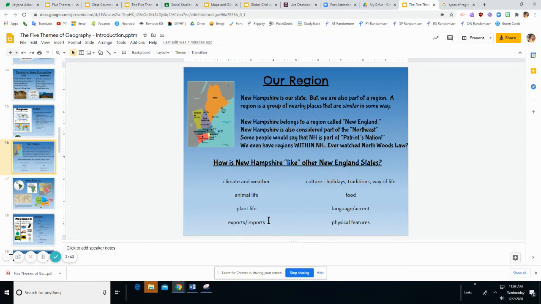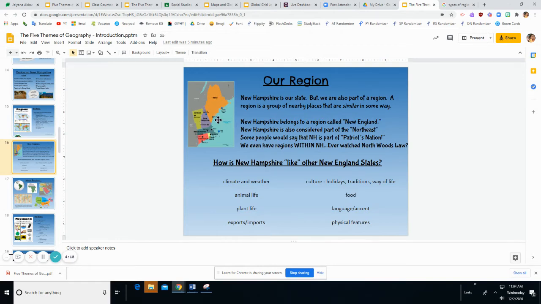Imports and exports. We don't grow oranges in New England. So everybody in New England that wants to eat oranges has to go to the store and get them from where they were imported from other parts of the world. So we have the similar imports in New Hampshire and Maine, Vermont, Connecticut, Rhode Island, and Massachusetts because we make certain things that are common with other states. We also export things, sending them out. So for instance, apples. Apples is very common to grow in New England, or maple syrup is common to make in New England.